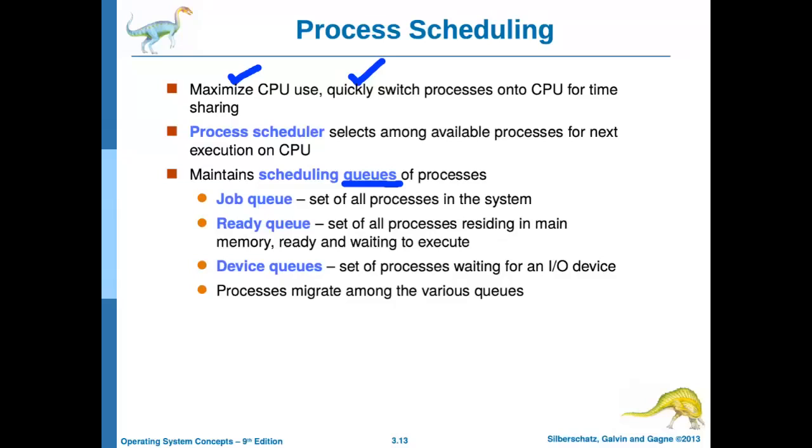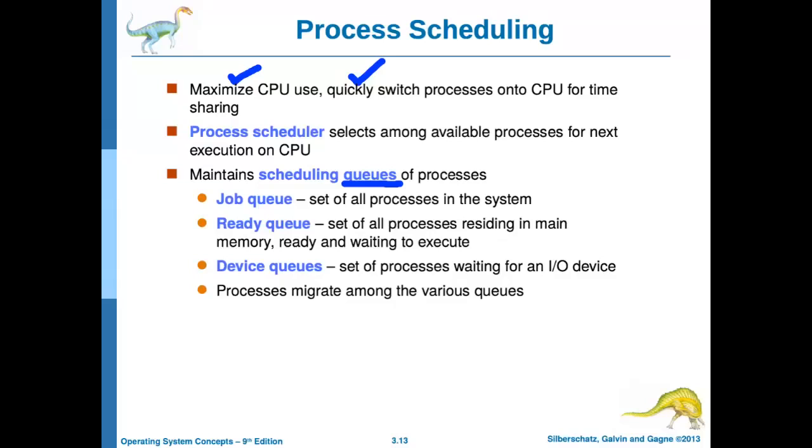So different types of queues are used by the operating system. Job queue: the set of all processes in the system, irrespective of the state of that process. Ready queue: the set of all processes residing in main memory, ready and waiting to execute. Don't get confused with this waiting word. It's not like the waiting queue, because the waiting queue will be again different. Device queues: the set of processes waiting for an input output device.